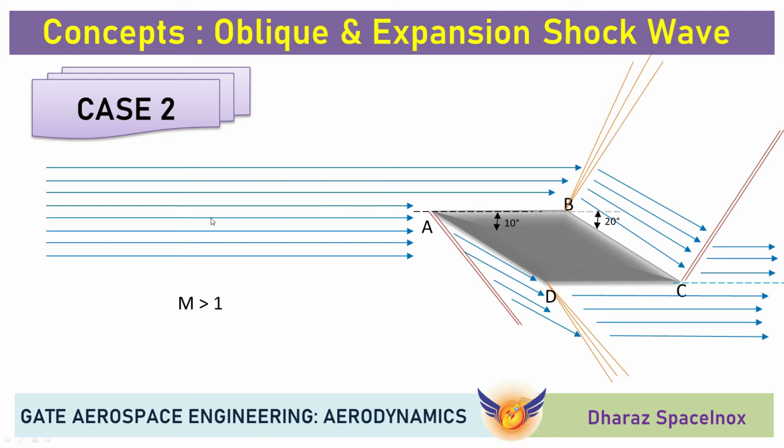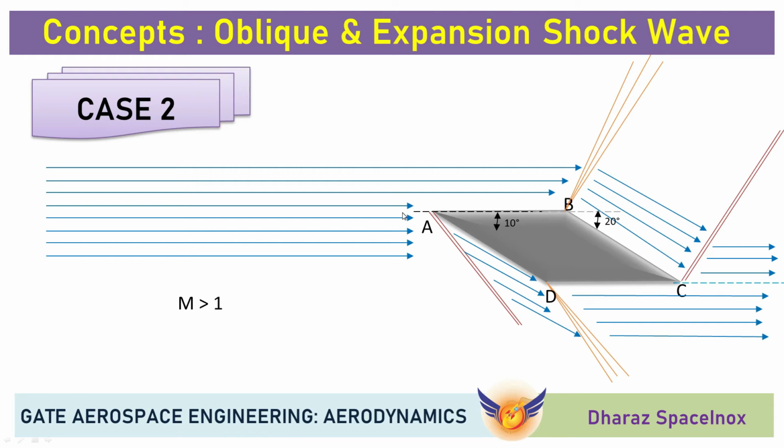So what happens, the AB edge is also lying on the line of horizon. Here the main agenda is we are going to analyze only the oblique shock wave and the expansion shock wave. As this AB is not inclined to the horizon, no shock wave, neither the oblique nor the expansion shock, will occur.